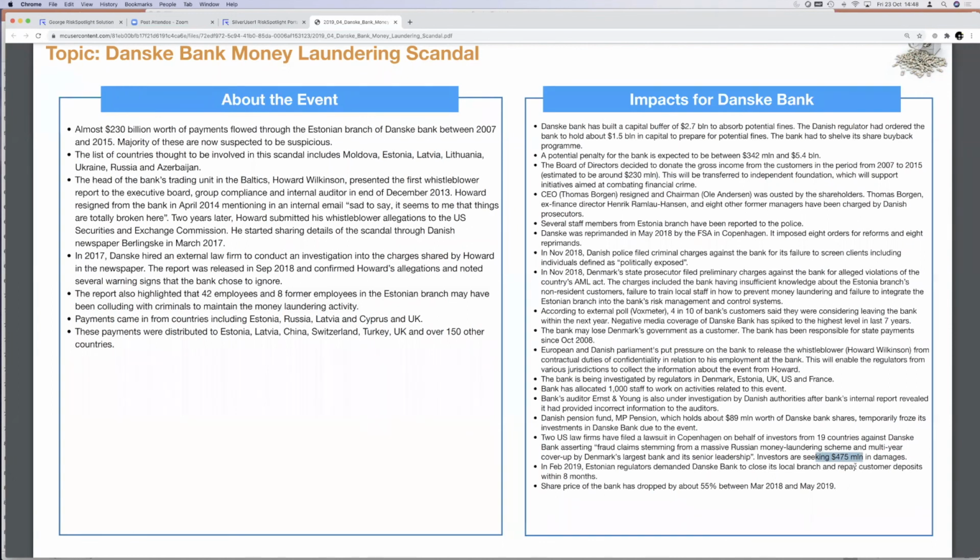For example, in this case, investors are seeking $475 million in damages because they think the management did not tell them about the money laundering weaknesses. So they bought all the shares and now they've lost all that. So there was a legal case for 475 million. Analysis like this can give you the information you need to do your risk assessment. Otherwise, your risk owners have no idea what is a realistic amount of compensation we may have to pay.